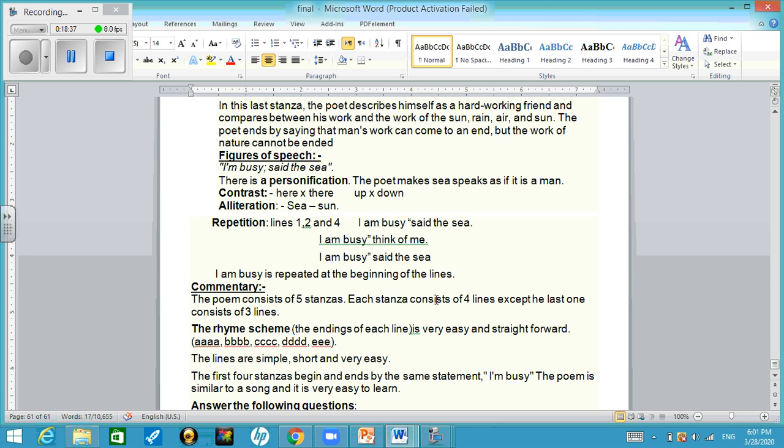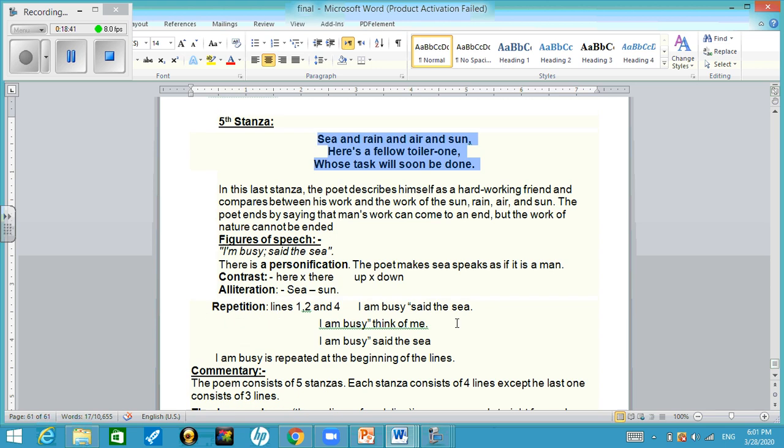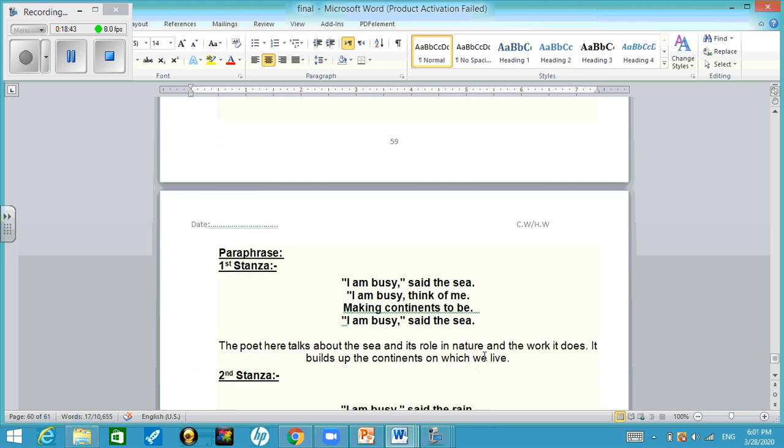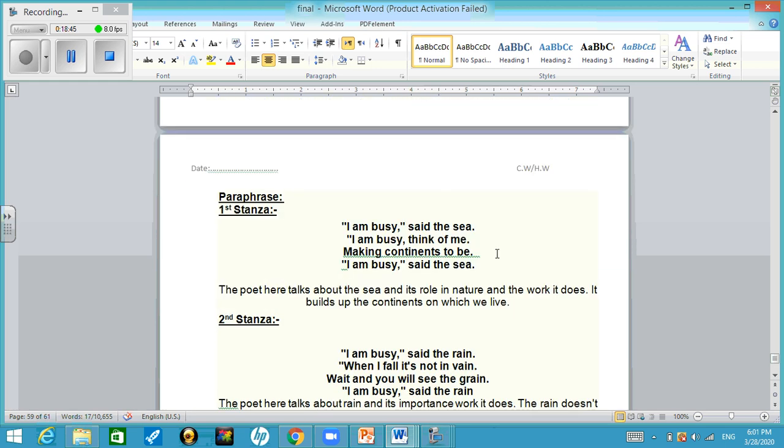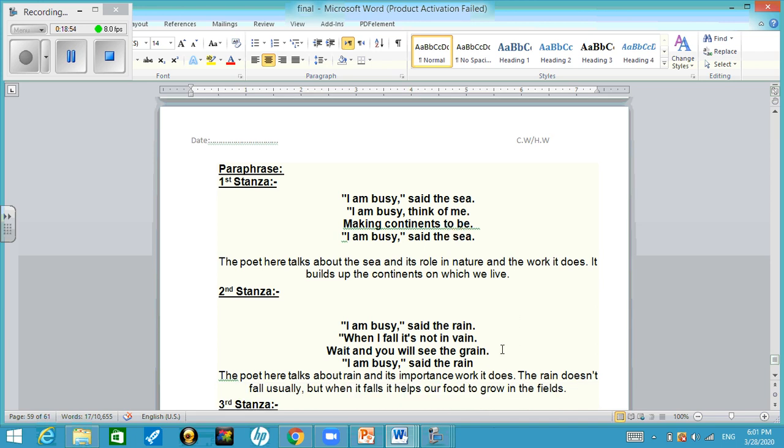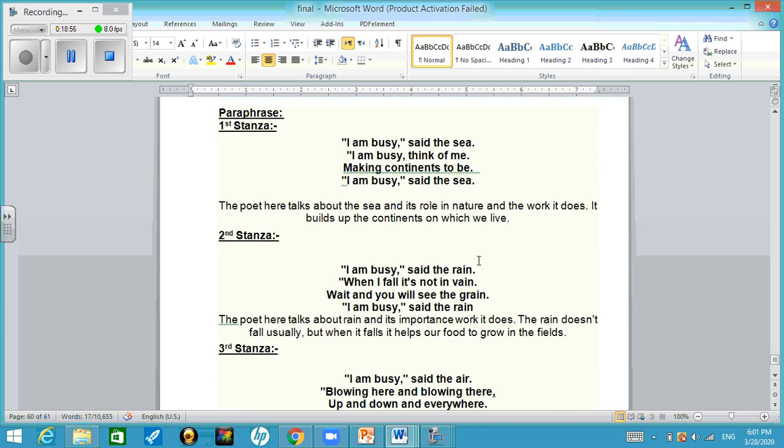Okay, what is the rhyme scheme? So the endings of each and every line. For the rhyme scheme, if it's the same sound, you need to label it A. So it's A, A, A, A, and then the rhyme scheme changes to another sound. So the other sound is going to be B. So rain, vein, grain, rain again. So it's going to be B, B, B, B.